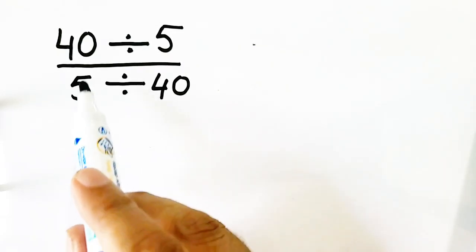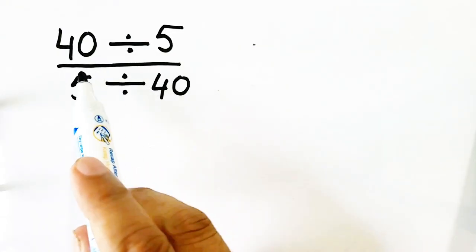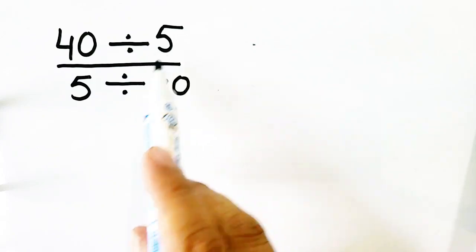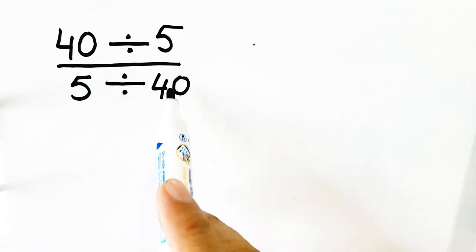Hi, I am here with a new mathematical problem. 40 divided by 5 divided by 5 divided by 40.